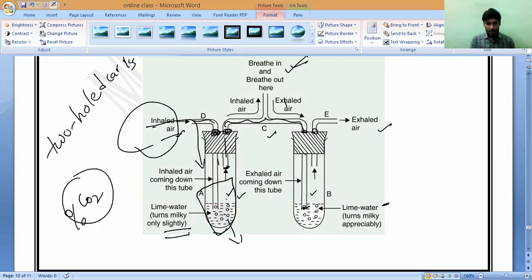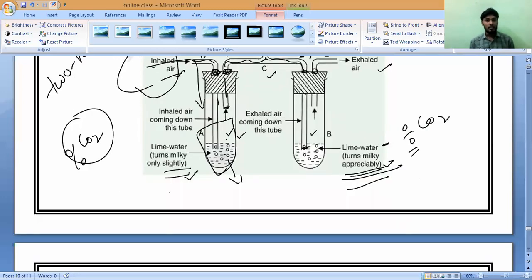So with inhaled air, it turns slightly milky. But the exhaled air, when we breathe out, contains a higher percentage of CO2, so that we can observe the milky change very appreciably, meaning we can easily observe the change.